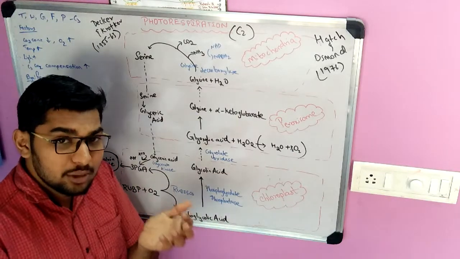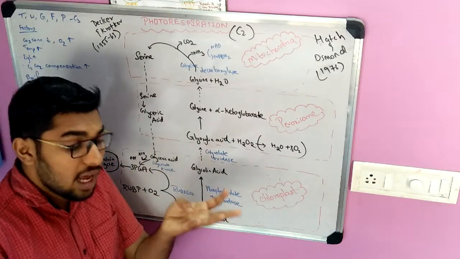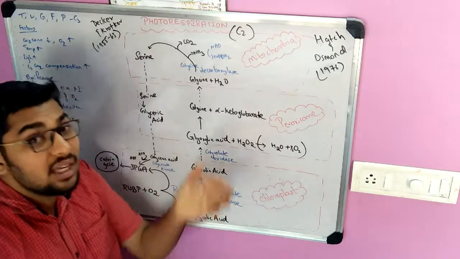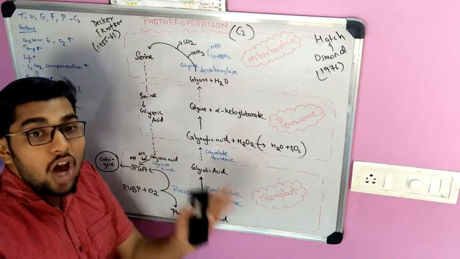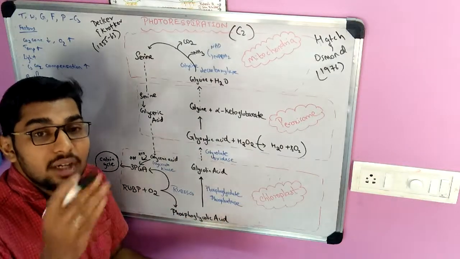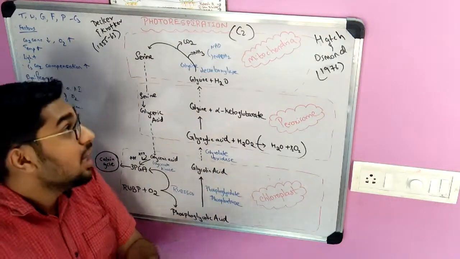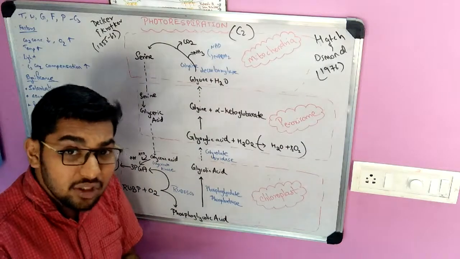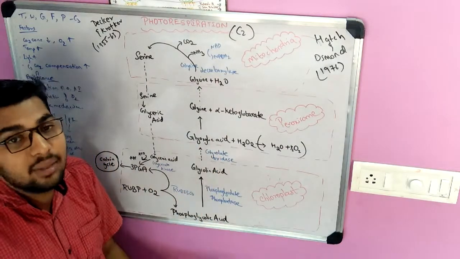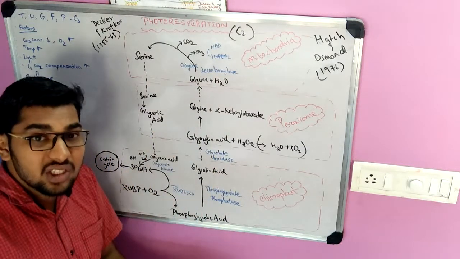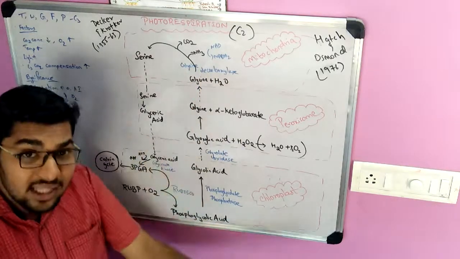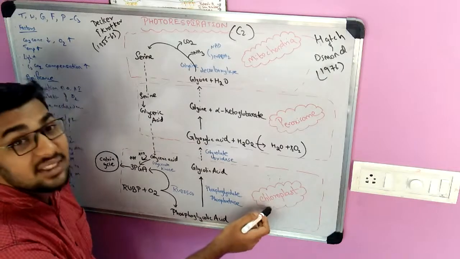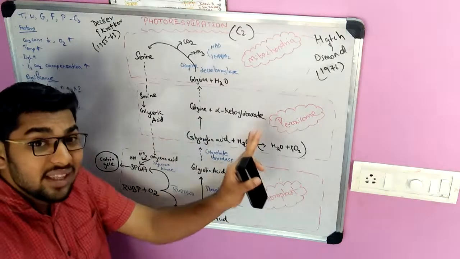Now coming to the last part, what is the difference between photorespiration and normal respiration? In normal respiration, the substrate molecule is carbohydrate, protein or fats. But here the substrate is phosphoglycolic acid. Normal respiration occurs 24 hours throughout the day and night, but photorespiration occurs only in the presence of light, that is, during the daytime. Respiration occurs in all cells, but photorespiration occurs only in the green cells because chloroplast is necessary.